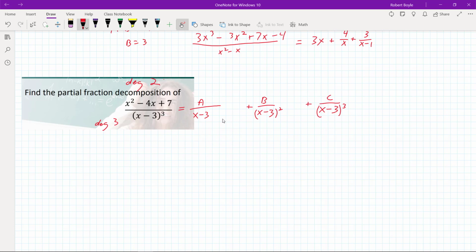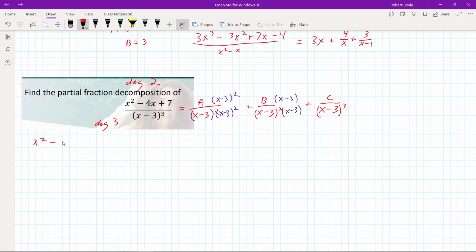So remember, I want these to have the common denominator of x minus 3 cubed. So to make that happen, I'm going to multiply top and bottom of this term by x minus 3 squared, top and bottom of this by x minus 3. And I don't need to multiply this by anything since it already has the common denominator that we're looking for. Okay, so now that they all have common denominators, the common denominators can be multiplied out, and then we will be left with this.